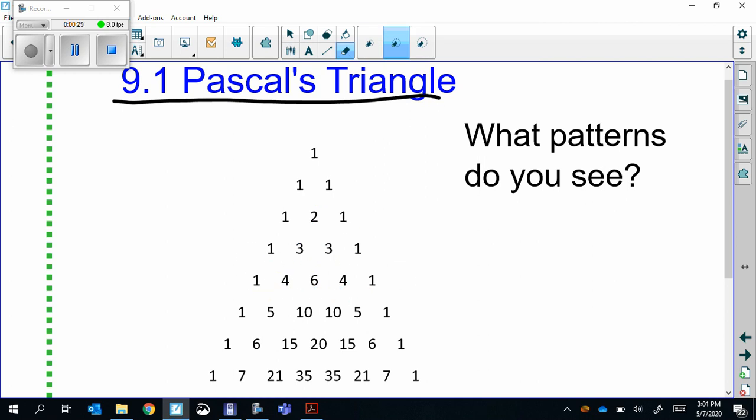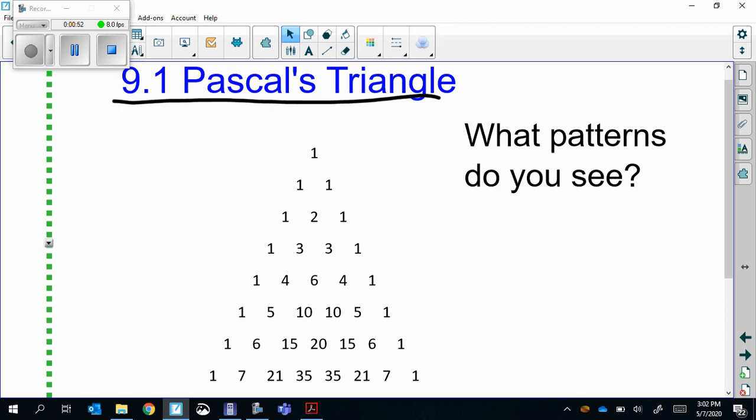and there's tons of patterns. First of all, there's ones going down the sides. The next space in, if you look diagonally, going this way, the numbers are counting up. Same thing going this way. It's also symmetric, straight down the middle there.